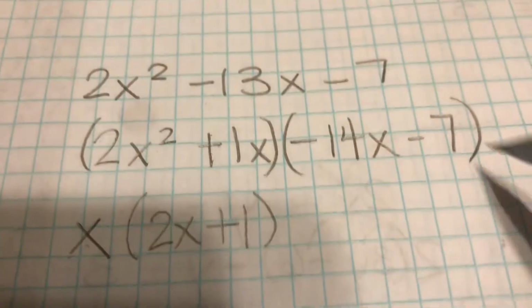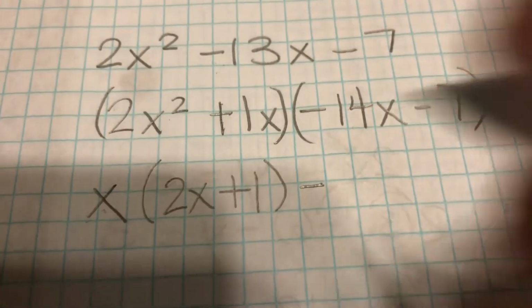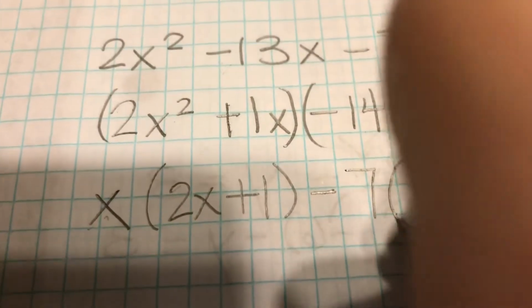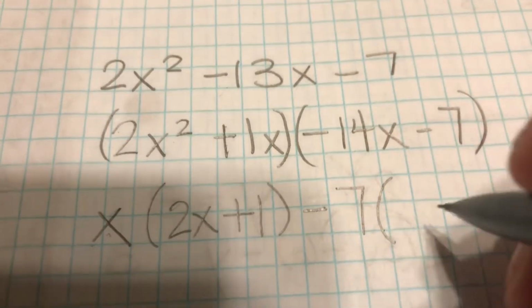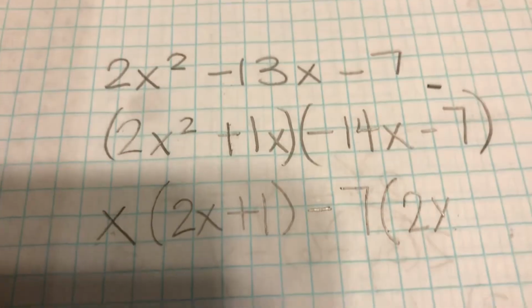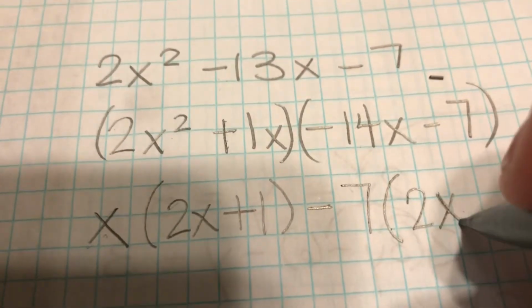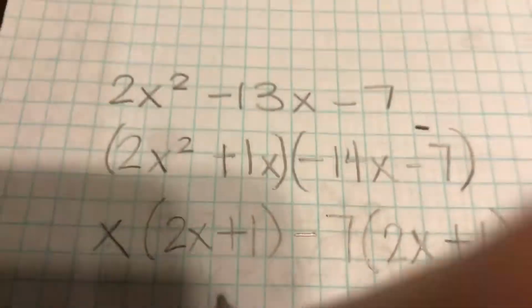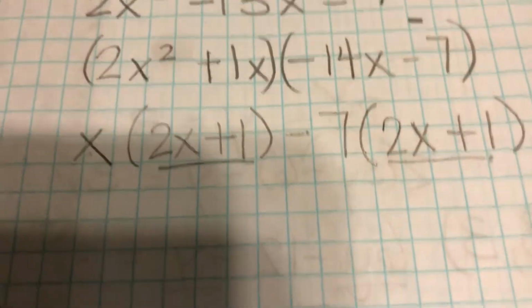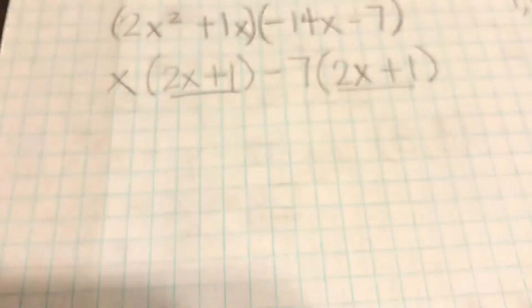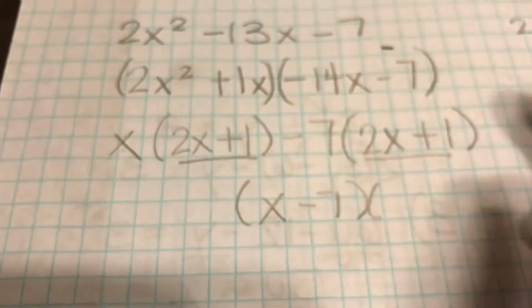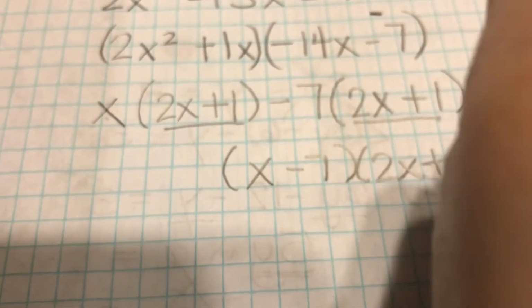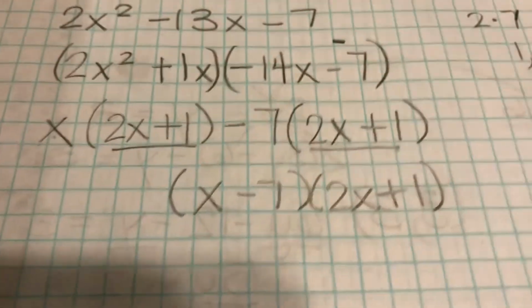Then I'm going to look at negative 14x, negative 7. They're both negative, so I'm going to pull out a negative. And I'm going to pull out a negative 7. Well, negative 7 times a positive 2x would give me negative 14x. And negative 7 times a positive 1 would give me a negative 7. And if you notice, there's my identical binomial. So this one would be the quantity x minus 7 times the quantity 2x plus 1. And that would be it in factored form.